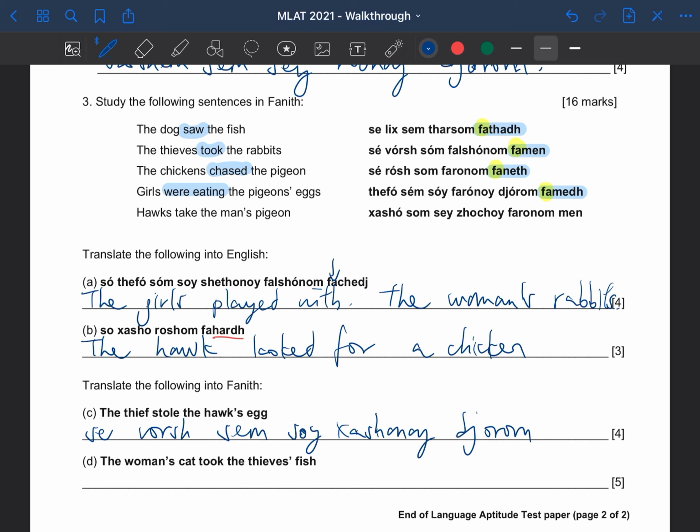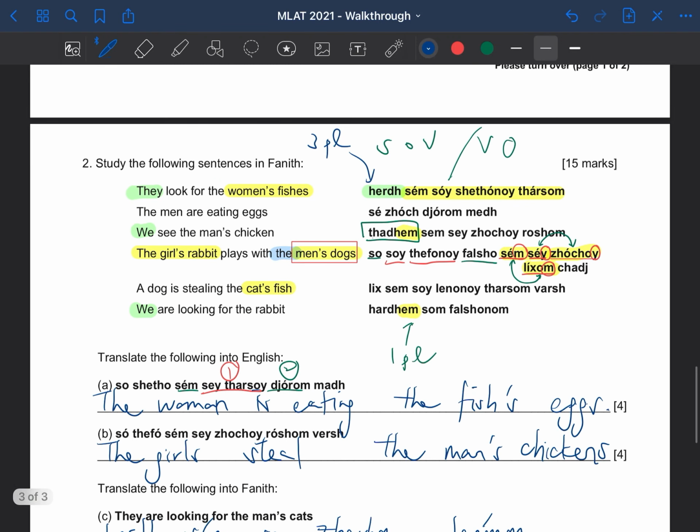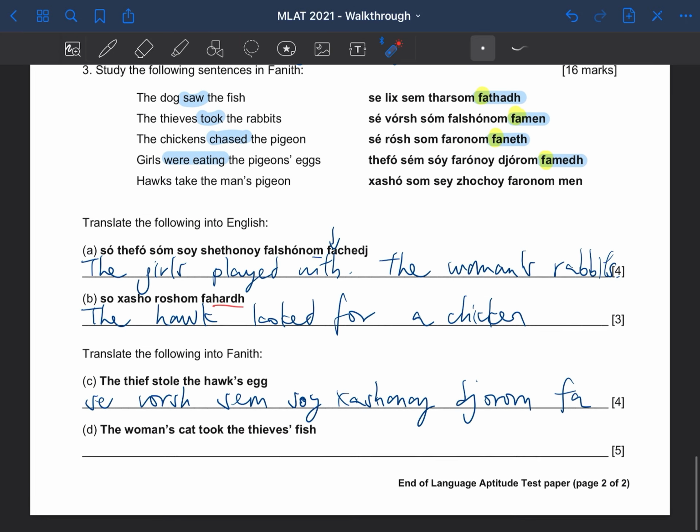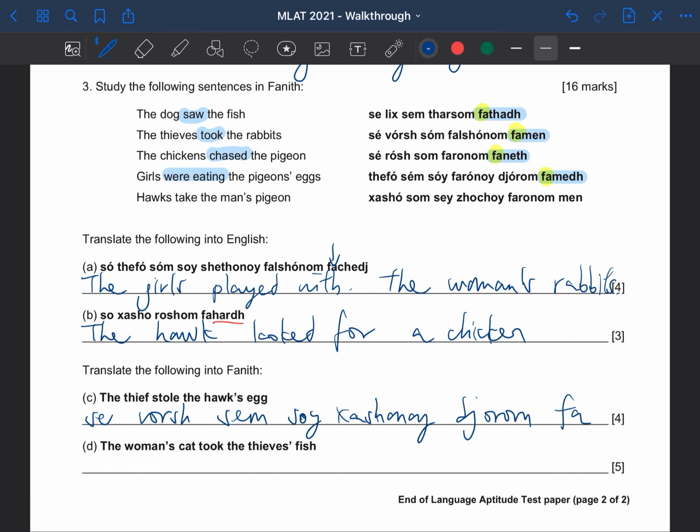And stole. Stole, remember, it's past tense, so we have the fa. And steal or stole, it's not in question 3, but it's in question 2, which is here, farsh. Remember, however, that we need to check if it is farfash or farfetch, because if the subject is plural, it is farfetch. But this time it is singular, so we have farfash.